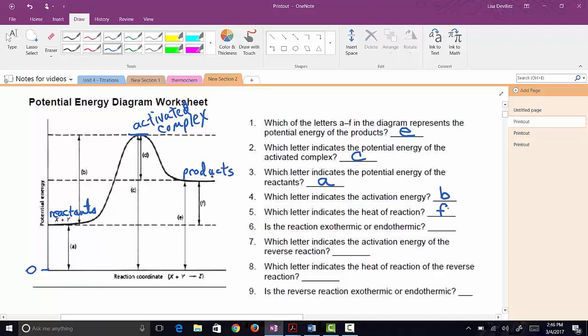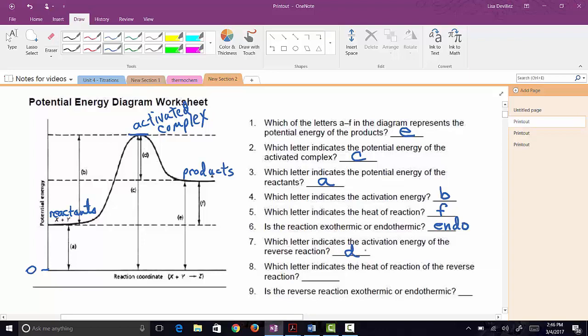And then here, because our products have a higher energy value than our reactants, that indicates that that is an endothermic reaction. Now the reverse reaction, that's if we're starting on the right side and working our way to the left. So essentially our products are now our reactants, and the reactants are now the products. So the activation energy of the reverse reaction is from the products up to where the activated complex is, and so that's letter D.